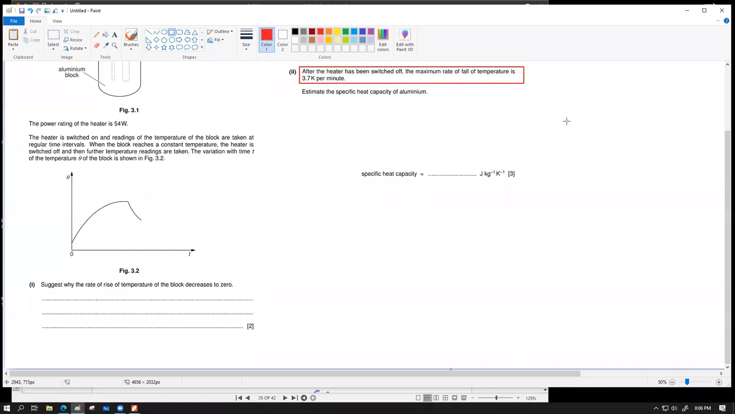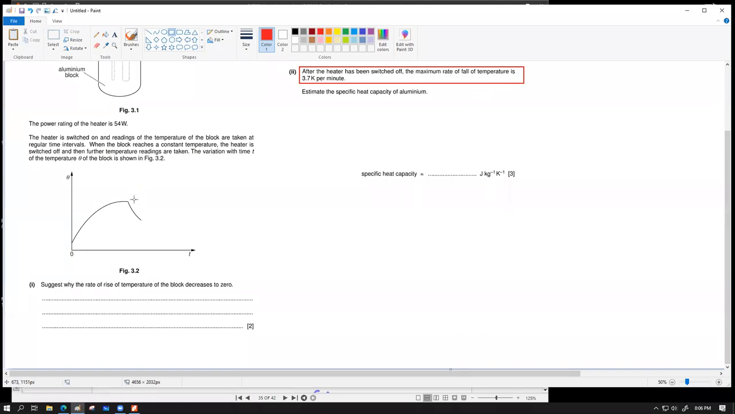Have a look. After the heater has been switched off, the maximum rate of fall of temperature is 3.7 Kelvin per minute. Estimate the specific heat capacity of aluminium. The maximum rate of fall of temperature means the steepest part of the graph for the falling temperature part.